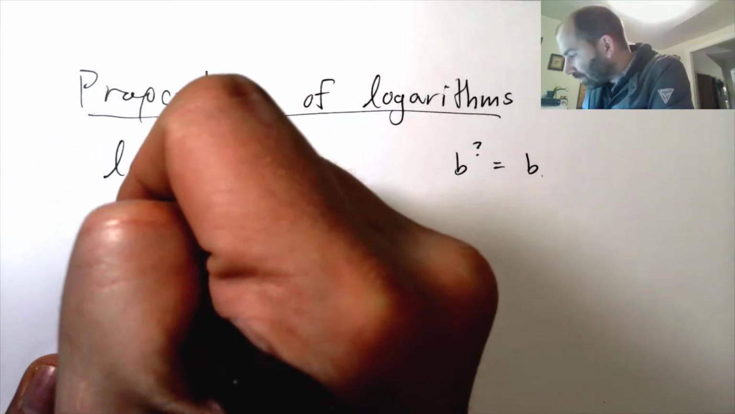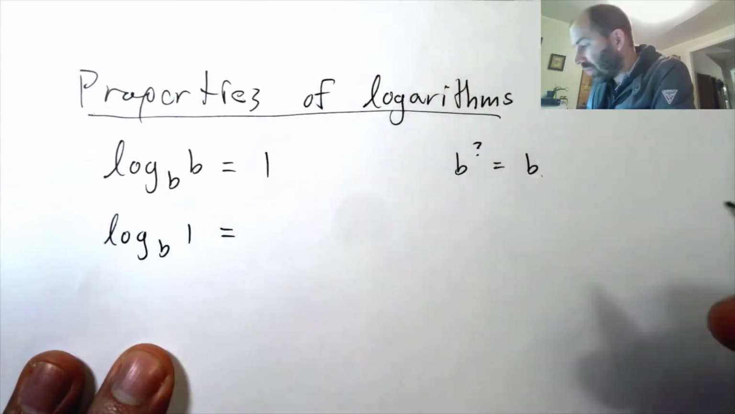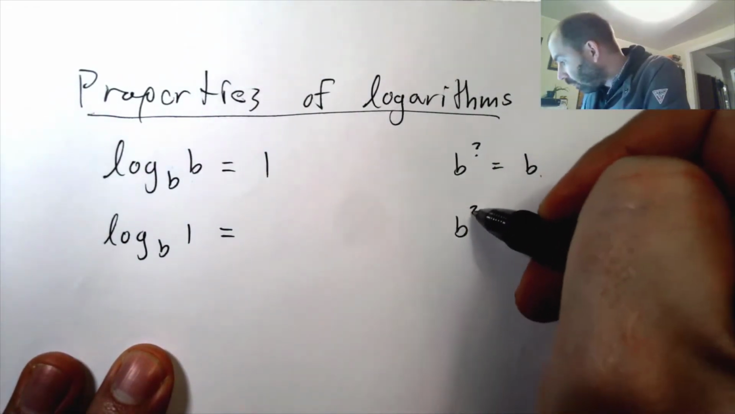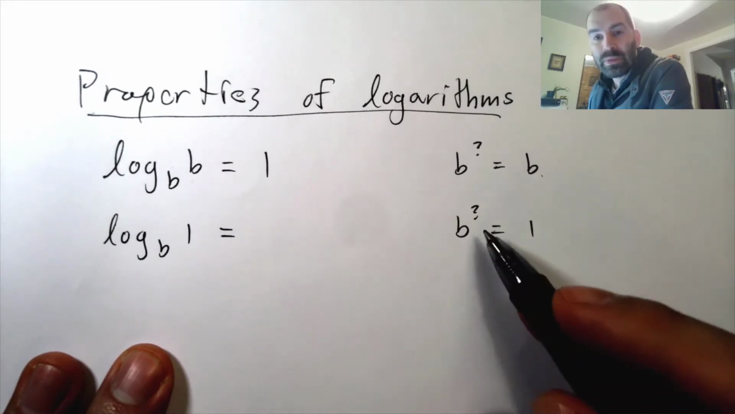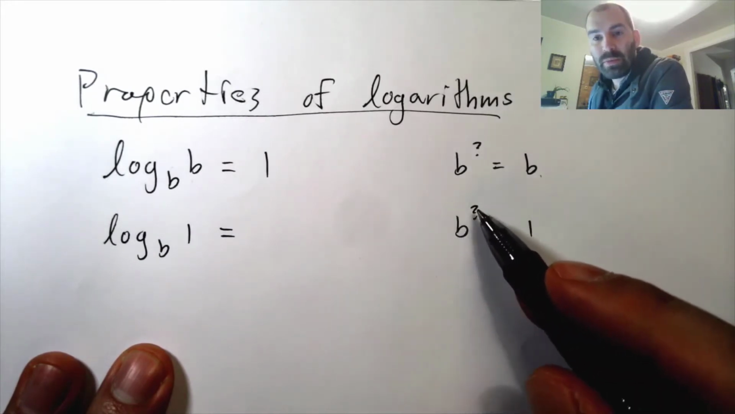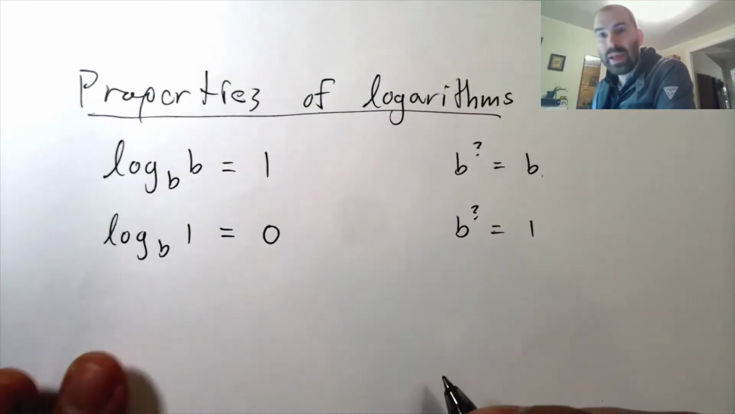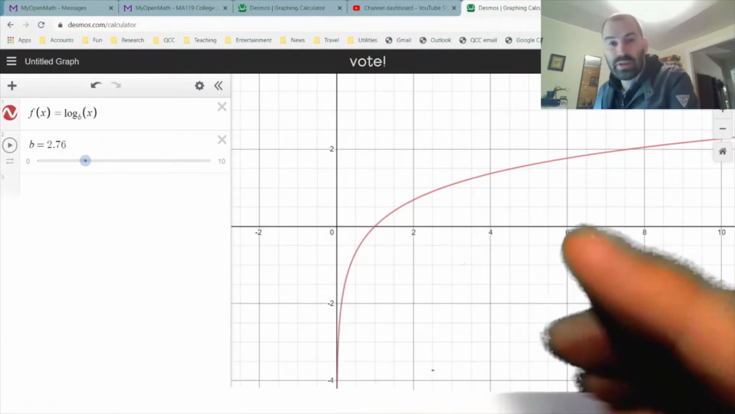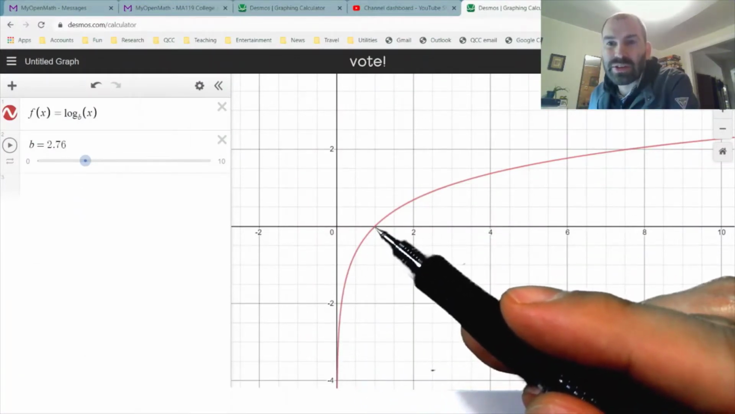What about this one? Log base b of 1. What does that equal? Well, b to the what equals 1. So b is a positive number. What do you raise a positive number to get 1? It's always 0. That always works. And by the way, another way to see that is to think about the graph. The graph of a logarithm, when you plug in 1, it always gives you 0. See right there? That's the x-intercept.